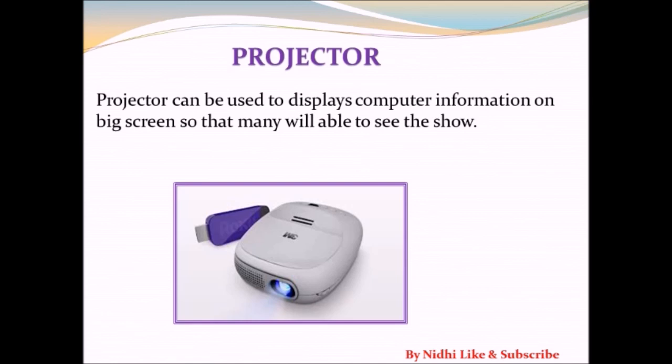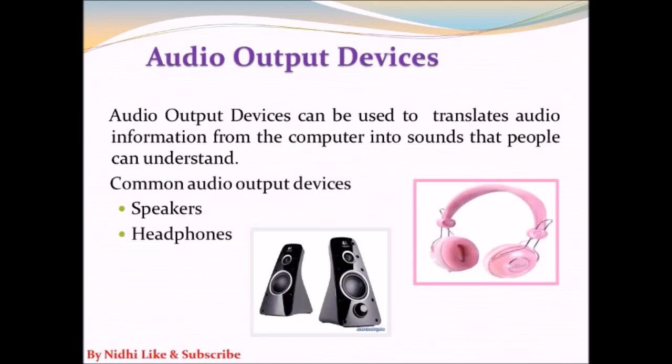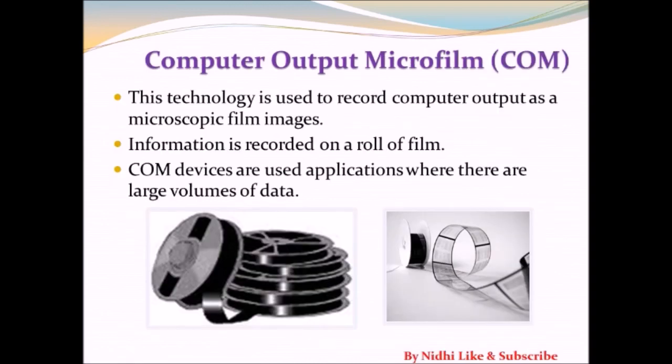An audio output device can be used to translate audio information from a computer into a sound that people can understand. Common audio output devices are speakers and headphones. You can see here the images of headphones and speakers. Okay. Next output device is COM, that is computer output microfilm. This technology is used to record computer output as microscopic film images, and information is recorded on a roll of film. COM devices are used in applications where there are large volumes of data.